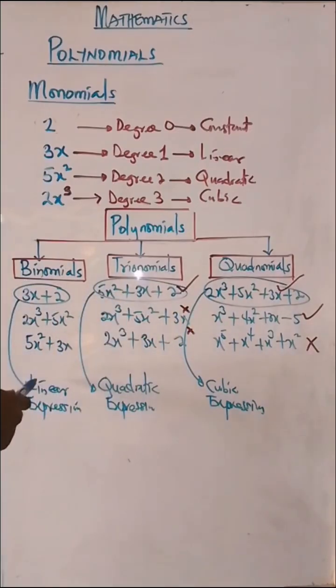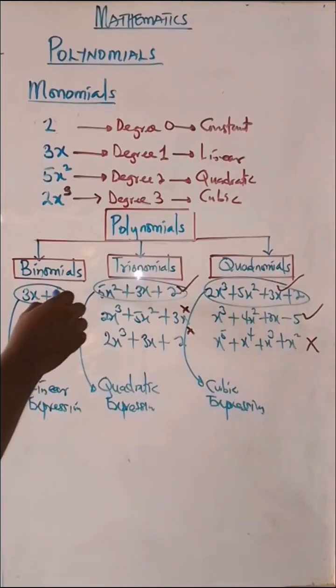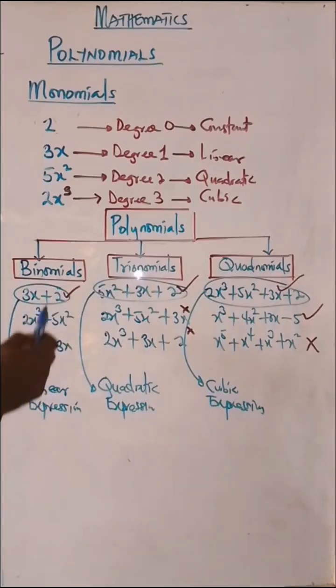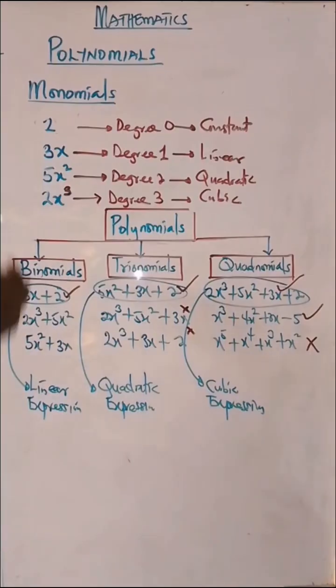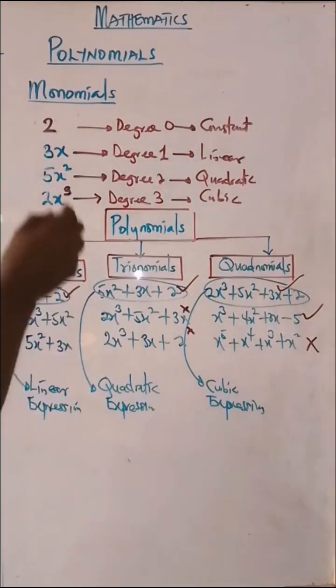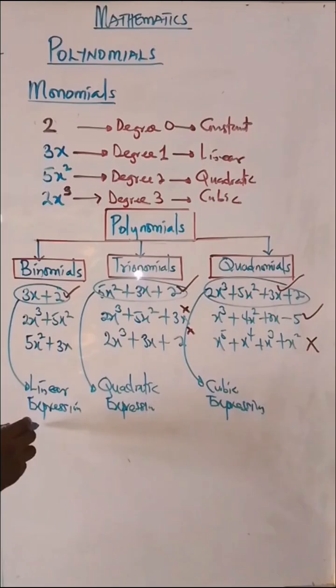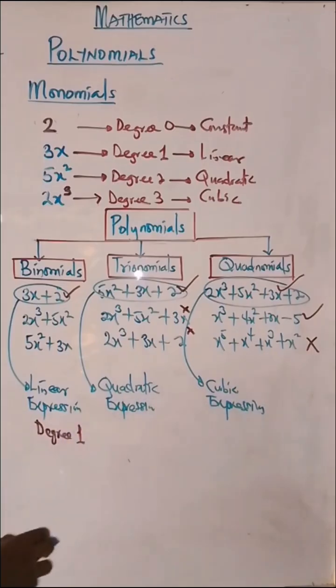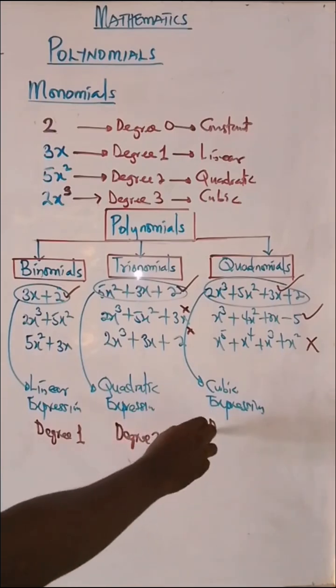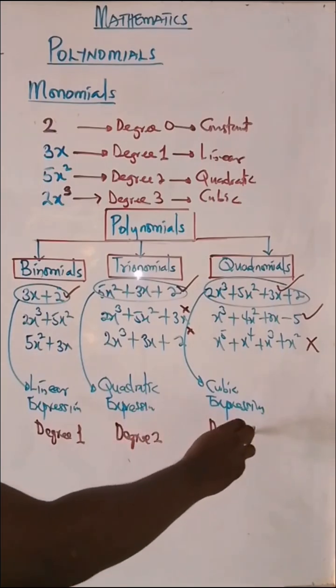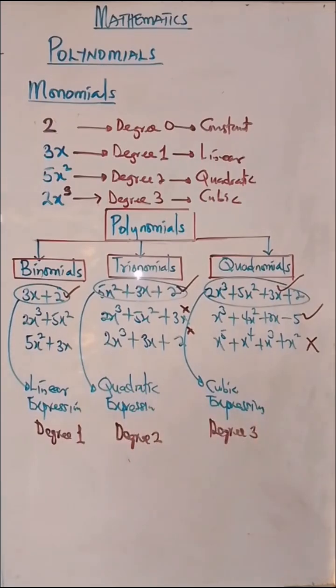For this one, they are all binomials, but only this one is linear. Why? Because the highest power is 1. This is a constant. Linear, if the highest power is 1. So for a linear expression, the highest power is 1, degree 1. For quadratic, the highest power is 2, degree 2. For cubic, the highest power is degree 3. And so on.